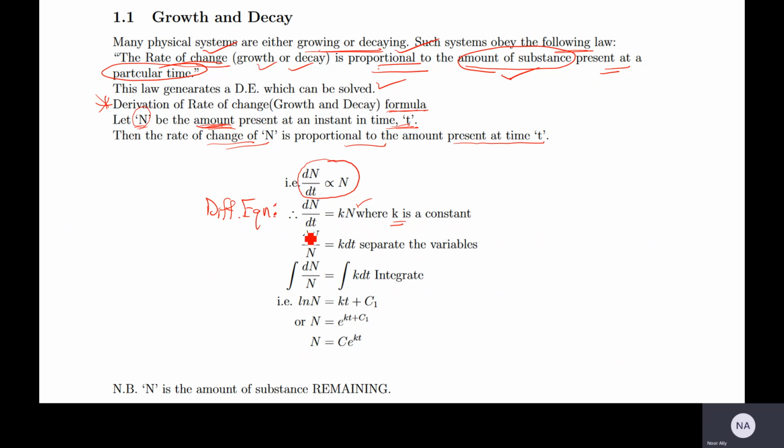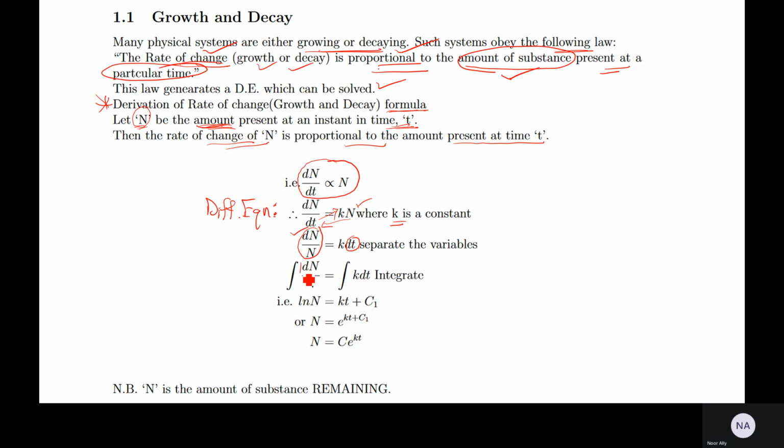I can leave the dN on the one side, divide by N, and cross multiply with the dt, and then I have on the left-hand side only N's and dN's. On the right-hand side I have dt. Of course k is a constant, so that is a number. I can leave that. And now I integrate. The integral of the left-hand side is equal to the integral of the right-hand side.